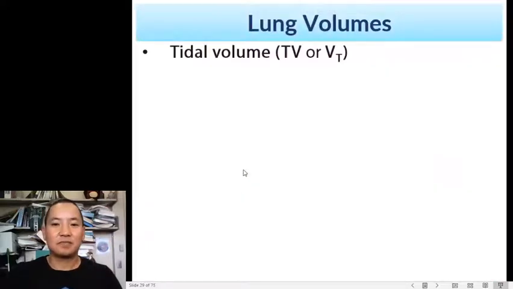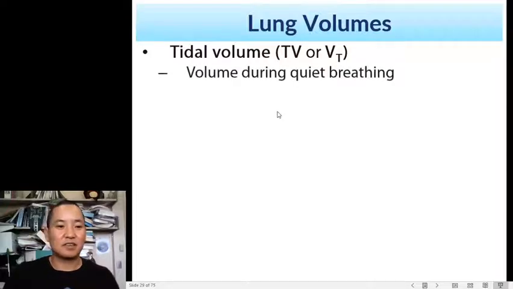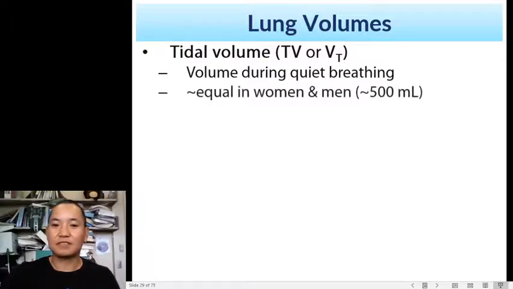So tidal volume, sometimes you might see two abbreviations, I've seen them used in multiple textbooks, both TV or VT. Either way, they're tidal volume. This is the volume that moves in and out of your lungs during quiet breathing. This is roughly equal in women and men, so about half a liter.